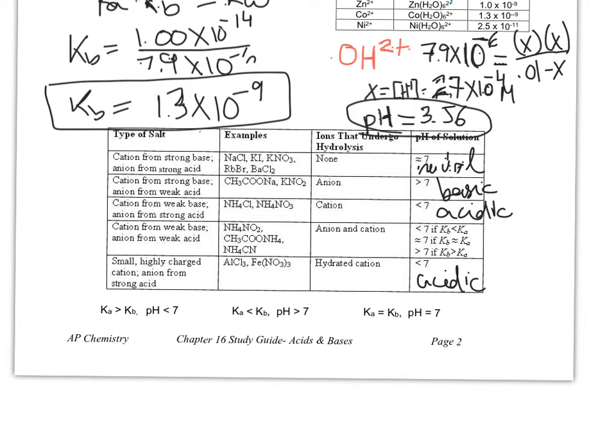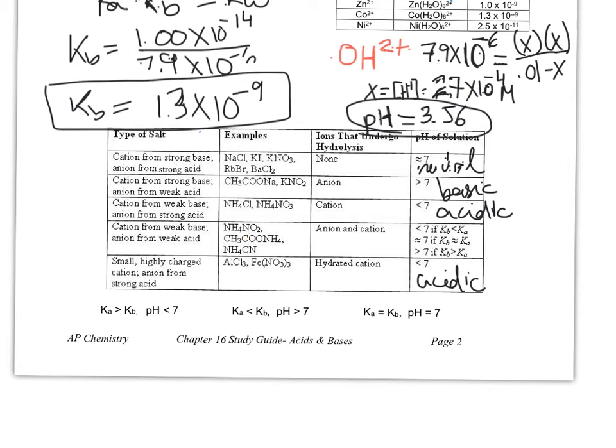Now, what if both your cation and your anion are from weak acids and bases? Like, for example, NH4NO2. The NH4 plus can undergo hydrolysis, giving off H pluses, so it's going to be acidic. The NO2 minuses can react with water, grabbing an H plus from it to form HNO2 and OH minuses, which is going to be basic. So what is the solution going to be?